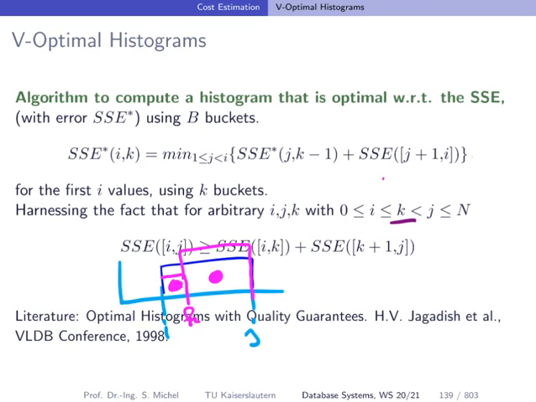Okay, why is it so obvious that this is true? It just means that if you have a data range i,j, and you partition this data range into two buckets, not only one bucket, then the sum of the individual sum squared errors is smaller than the sum squared error over the big range with one bucket only. This means that if you have more buckets available, the sum squared error will not get worse. And this should be very intuitive to all of you, I hope.